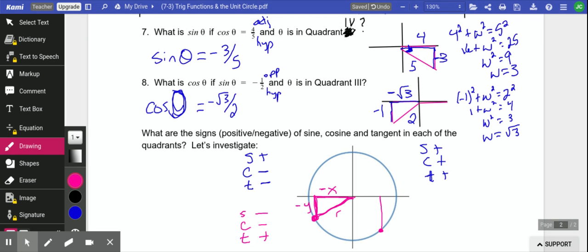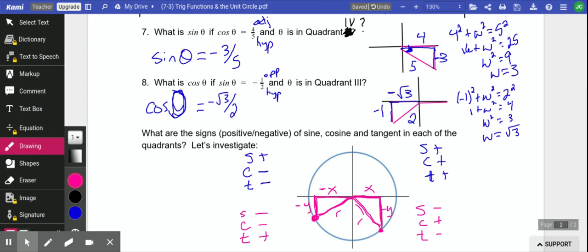All right, so again, we're going to do the same thing. Let's draw this triangle, x, y, and r. We're in the fourth quadrant, so x is going to the right. That's a positive, but y is negative. So when we do the sine, sine is opposite over hypotenuse. That's going to be negative. When we do cosine, that's adjacent over hypotenuse. That's going to be positive. And when we do tangent, opposite over adjacent, that will be negative.